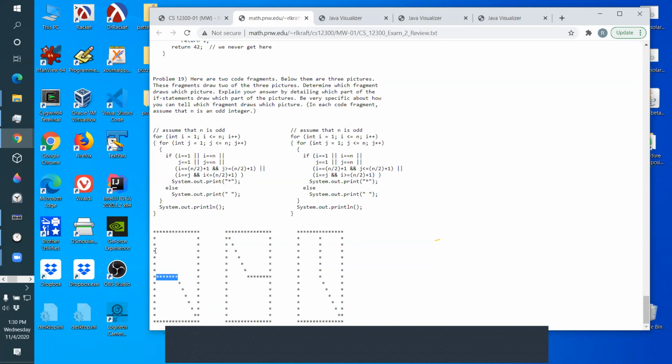So this one is this one. Notice this one doesn't even have anything in the middle row. So once I saw something on the middle row, I could eliminate this one, because this one doesn't have any stars on the middle row. Okay, but this is saying on the middle row, to the left of the center, center row to the left of the middle.